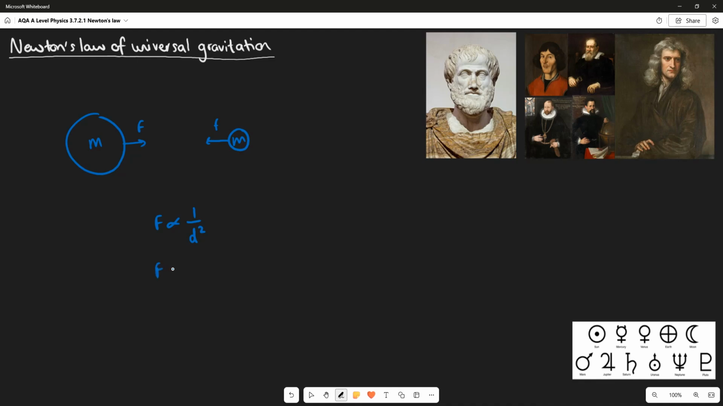He also recognized that the larger one of the masses is, the larger the force is going to be, and he was able to combine this in the published law. Whenever we have a proportional relationship, we can turn that into an equation using a constant of proportionality. The constant of proportionality in this case is known as big G, and this value is on your datasheet.